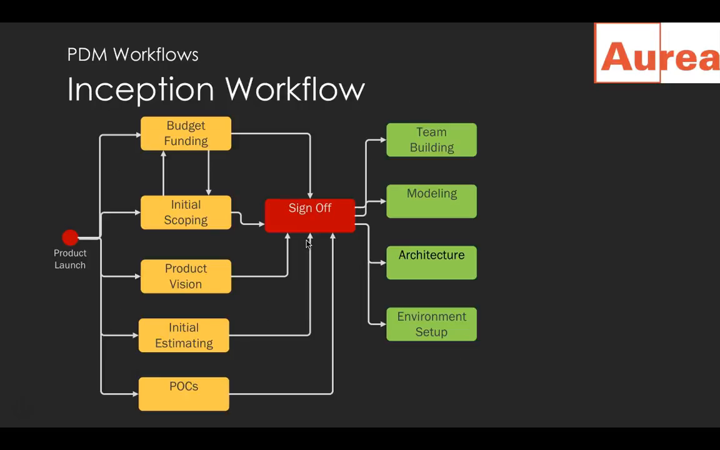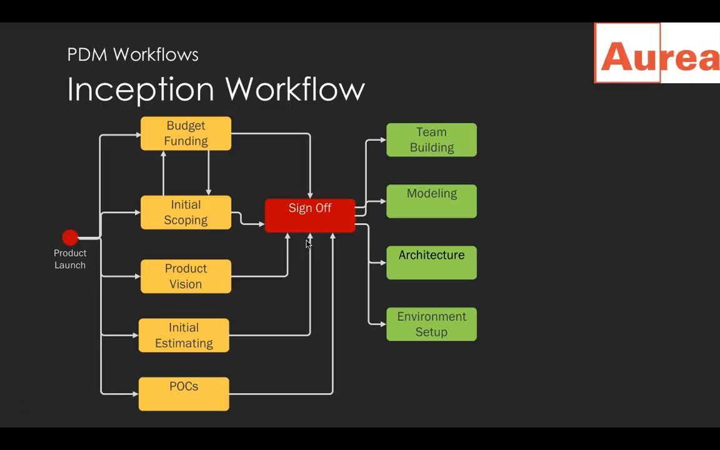So I'm only going to describe two workflows in this presentation. One is the inception workflow, which is at the product launch. We can concurrently or iteratively start these five activities: budget and funding, initial scoping of the product, building a high-level product vision, at least building a business case, and then some rough high-level estimates of time, resources and money, what it will take us to build it. And then some POCs are valuable in this phase to at least do some degree of viability assessment. And once we have all these things, they converge into a sign-off.